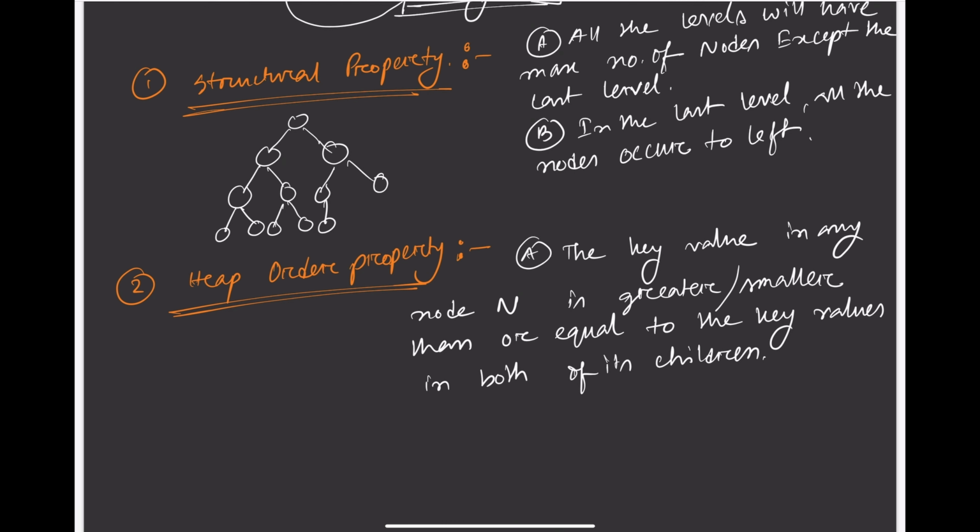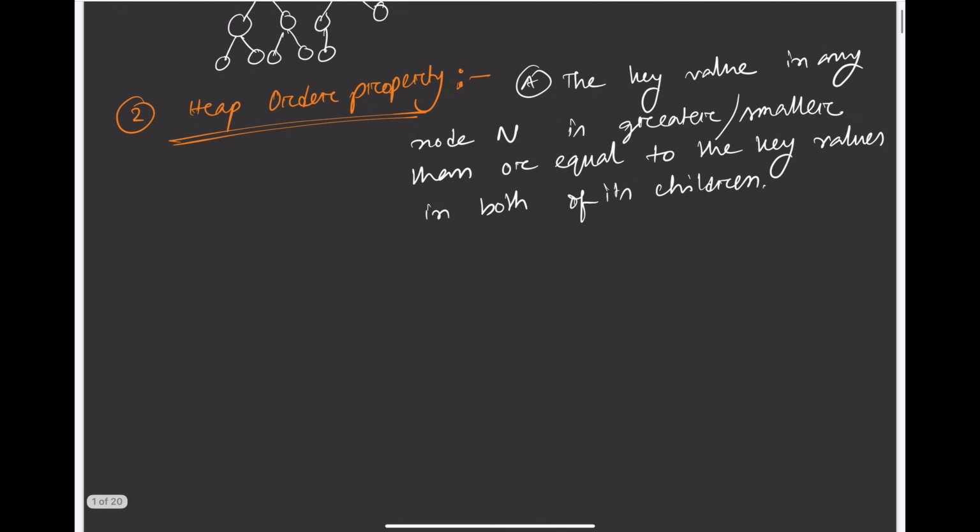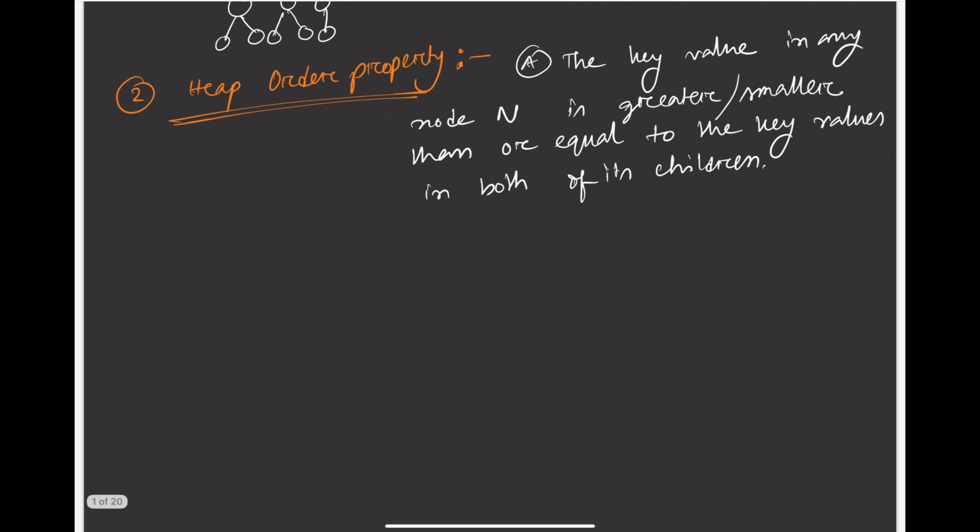Now let's talk about the heap order property. Heaps are actually of two types. The first one is max heap, and another one is min heap. Now what is max heap, and what is min heap?